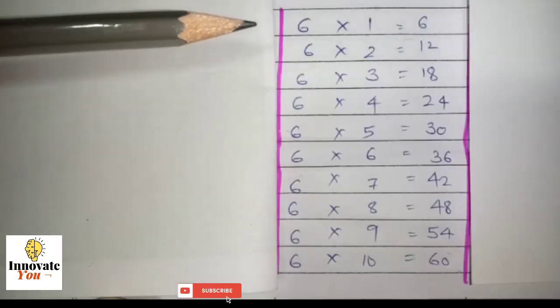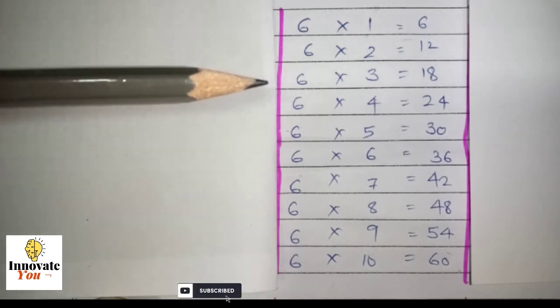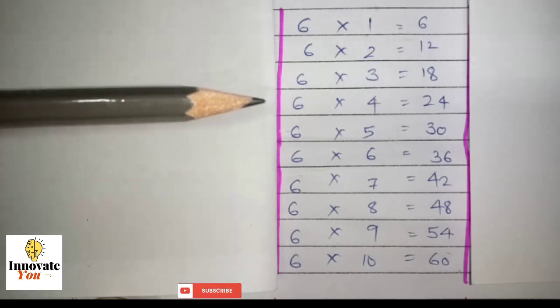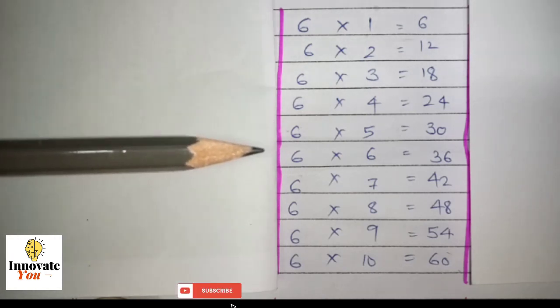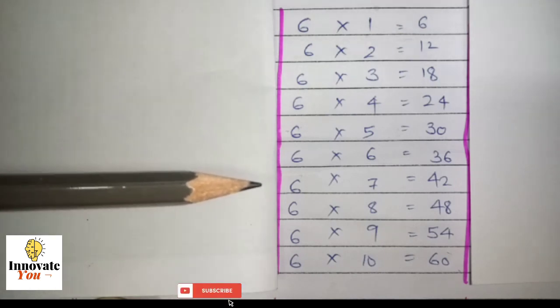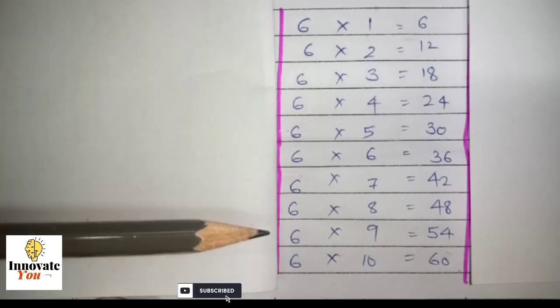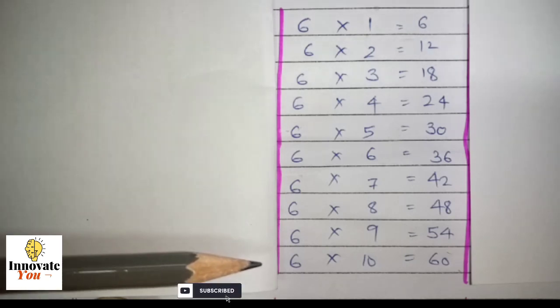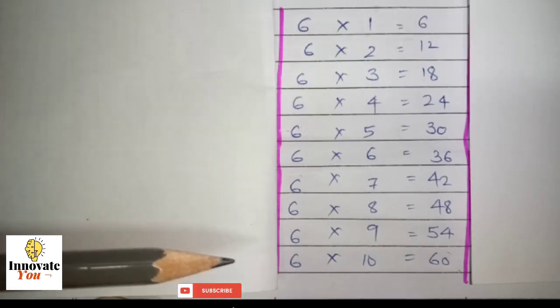6 ones are 6, 6 twos are 12, 6 threes are 18, 6 fours are 24, 6 fives are 30, 6 sixes are 36, 6 sevens are 42, 6 eights are 48, 6 nines are 54 and 6 tens are 60. Now let's see 7 times table.